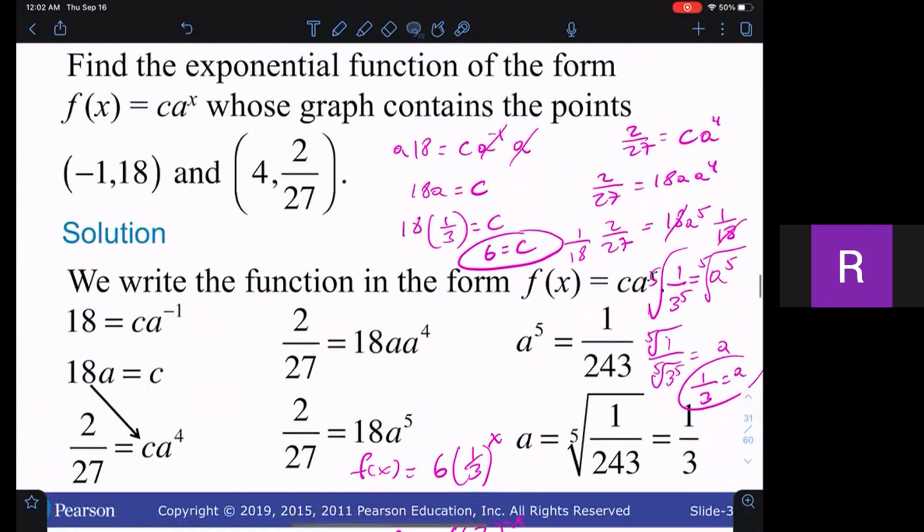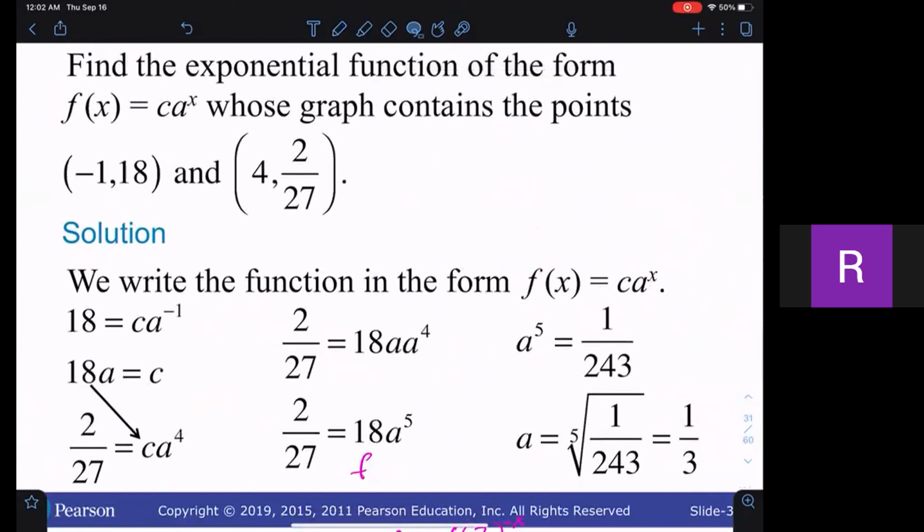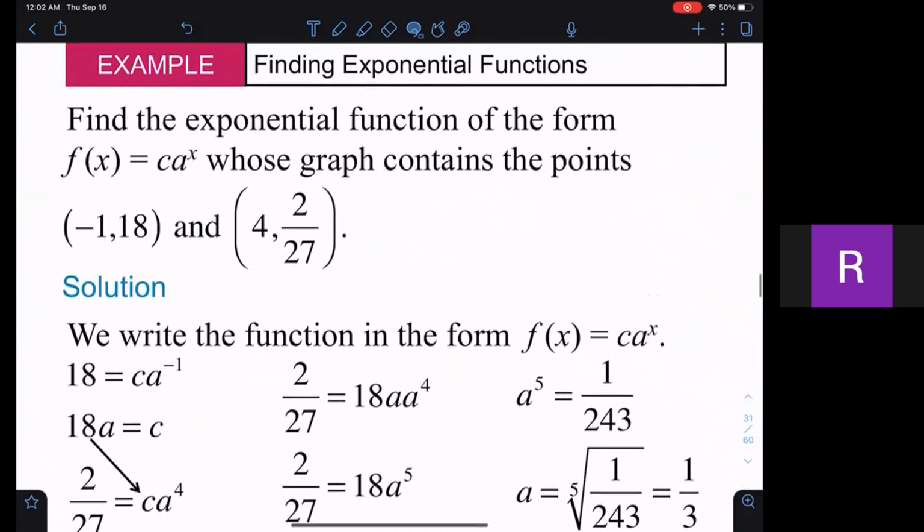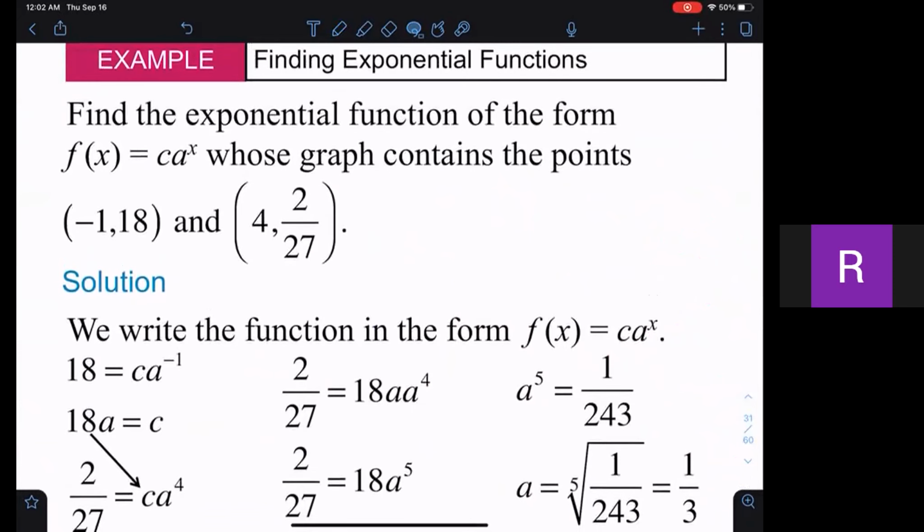Okay, here, this thing. So they give you the model here, right? They say find the exponential function of this form, right? So remember that this is the model, this thing right here. Okay, this is the model.